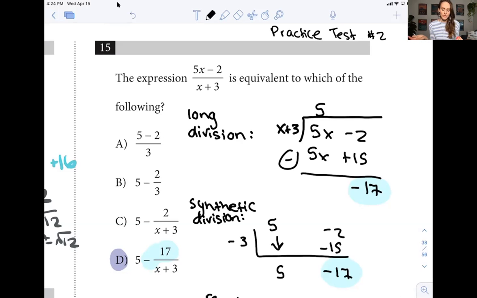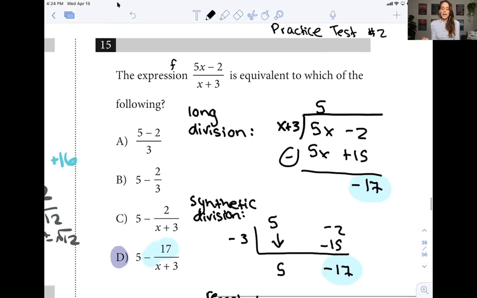It can be a little simpler to use synthetic division. But when we're using the remainder theorem, we would say the numerator here is f of x, and x plus 3 would become x plus 3 equals 0, so x equals negative 3. And we would plug in this negative 3 for our x, and then we would see what f of x is equal to. If f of x equals 0, that would tell us that x plus 3 is a factor, or 5x minus 2 is divisible by x plus 3.